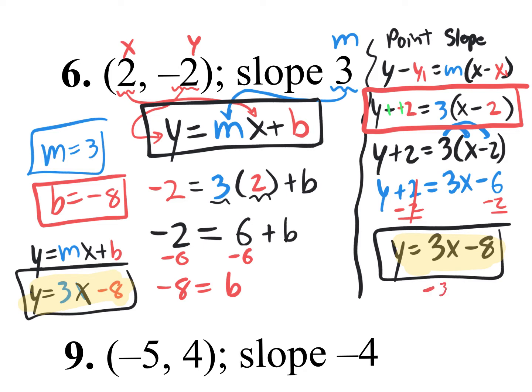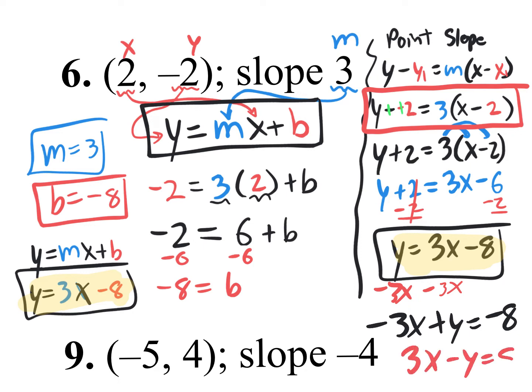So you could actually subtract the 3x, and you'll have -3x plus y equaling -8. That's standard form. Or you could change the a value to become positive by multiplying everything by a -1, giving you a 3x minus y equaling +8. That's standard form. So technically, I took my one bit of information, the point and the slope, I wrote it in point-slope form, I changed it to slope-intercept form, and I could even change it to standard form.